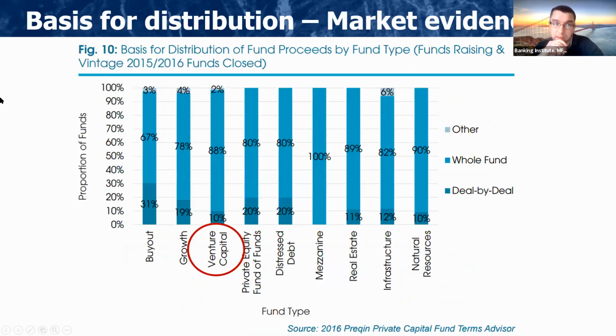Let's look at the basis for distribution in this case, the market evidence. Same vintage years, but more or less the same during other vintages. In the venture space, as you can see, it's still mostly on a whole fund basis. However, it might be deal by deal. So on aggregate, it's the easiest situation. First money goes back to investors, and only after that does the general partner get something. But as you see, I would say every tenth fund is structured differently, so you will have the situation where you have to pay a deal by deal performance fee. In other strategies, the picture is more or less the same, and you can find that in buyout strategies, the deal by deal case is the most widespread.